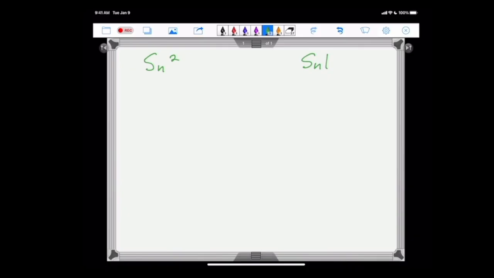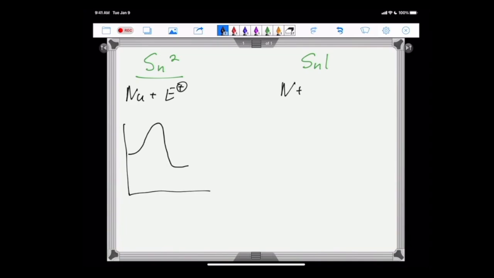The major difference: SN2 goes A plus B. Actually, let's do it in the language we started. Nucleophile plus electrophile in the same step proceeds through a single transition state. SN1, nucleophile and electrophile as drawn as part of the overall reaction.